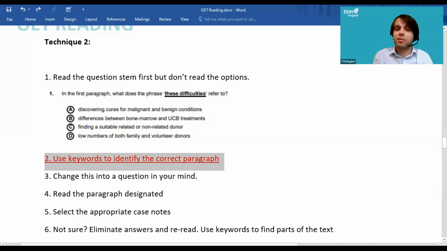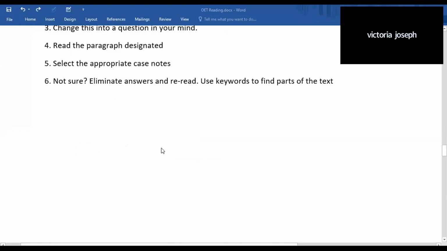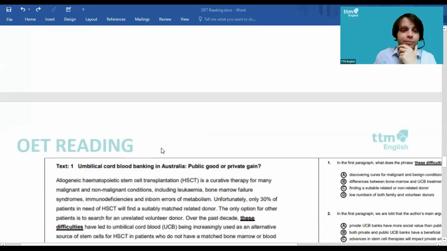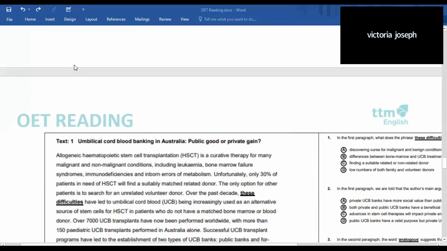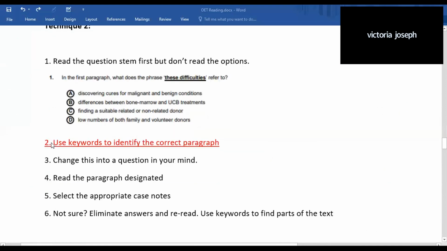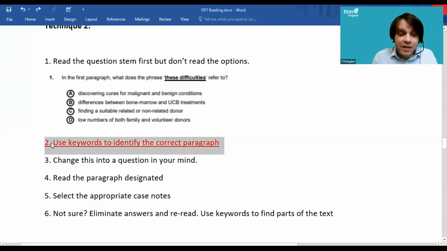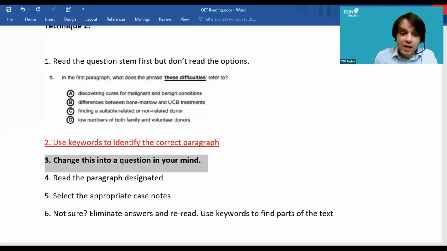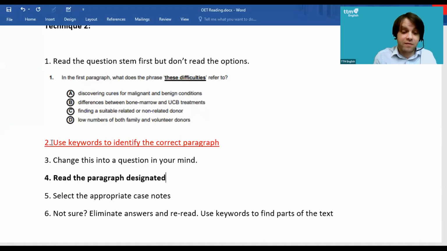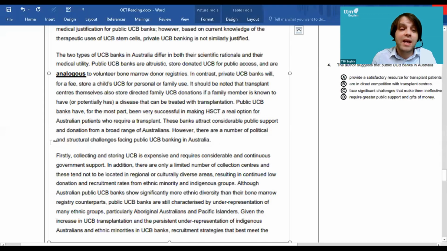Microphones off for people with crockery, with plates. Victoria, are you there? Are you happy with this? So we find the keywords, find out the related paragraph. Because we don't know the paragraph, we have to have this extra step, don't we? Then we do the same thing. We change the question in our mind. Then we read the paragraph. It's not designated though, it's found. Then we select case notes. If we're not sure, we eliminate, etc.